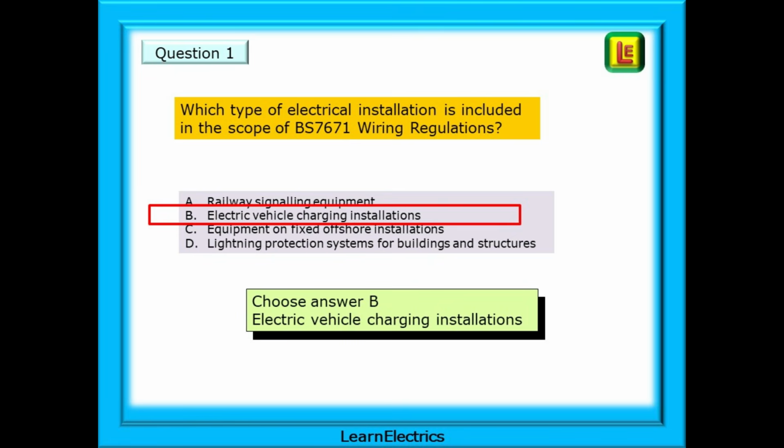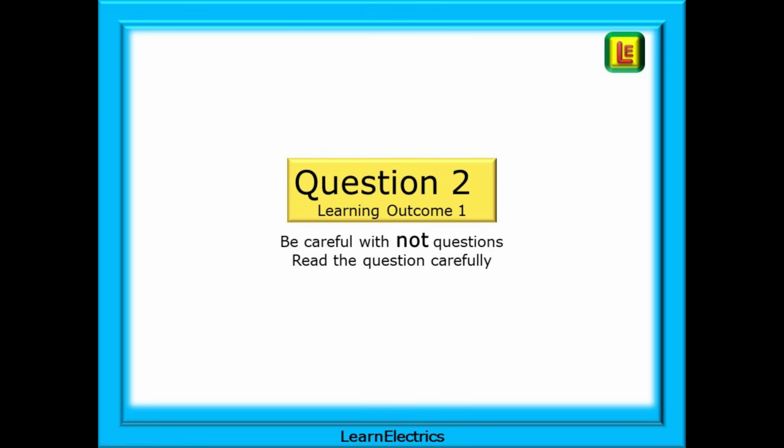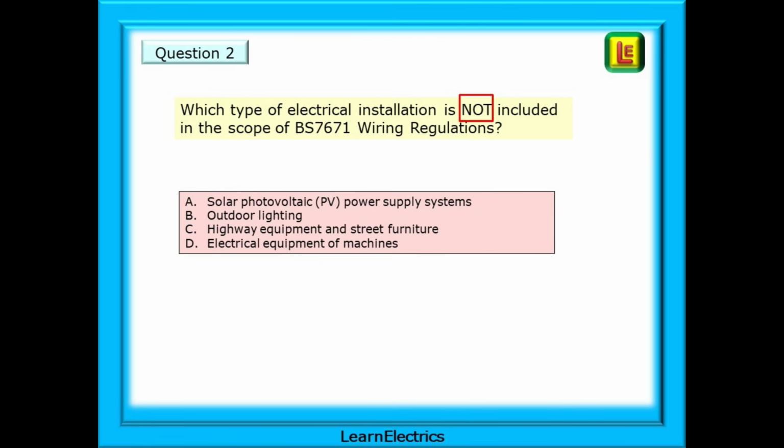Staying with outcome 1, the scope, etc., this next one is a not question. Many people get these questions wrong because they do not read the question properly. They skip straight past the word not. They don't even see it. Let's look. Question 2 then. Which type of electrical installation is not included in the scope of BS 7671 wiring regulations?